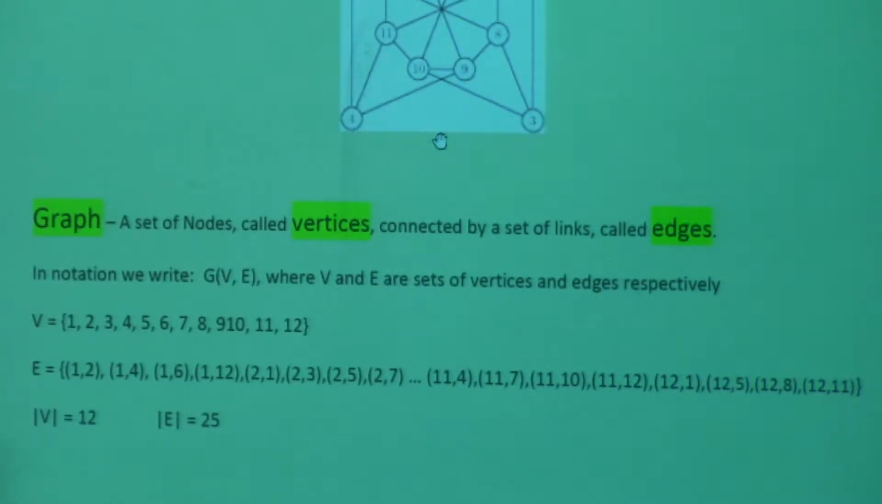So, the set of edges and the set of vertices. Now, the number of elements in each set is notated by these little vertical lines. The vertical lines are based on what we call cardinality. The cardinality, or the number of elements in a set, is the cardinality of the set. Therefore, the cardinality of V is 12, because we have 12 vertices, and the cardinality of E is 25, because we have 25 edges.